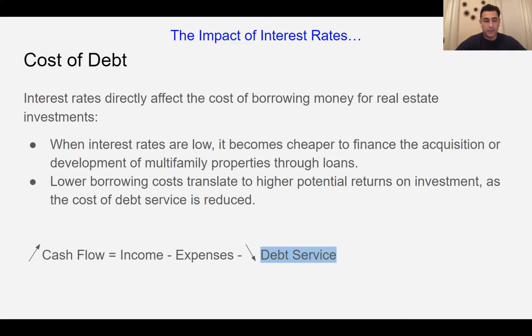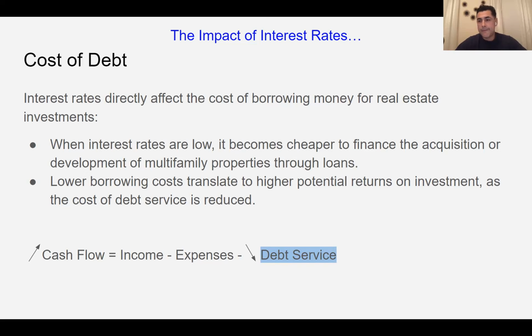So here's a quick, easy formula. You have your income from all your rents and such. You have your expenses where you're paying water, sewer, all kinds of services. So you get your income minus your expenses, and if you have a lower debt service, you have a higher cash flow. Vice versa, if you have the same income, same expenses, and a higher interest rate, your debt service will be higher, lowering the cash flow. So those are the impacts on the cost of debt.